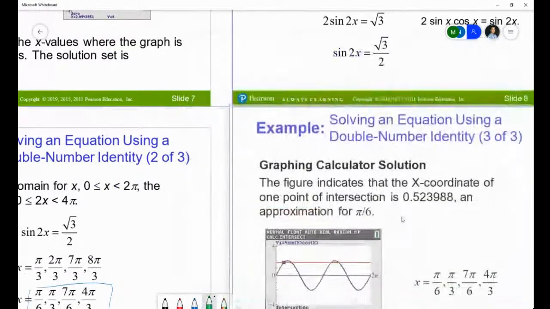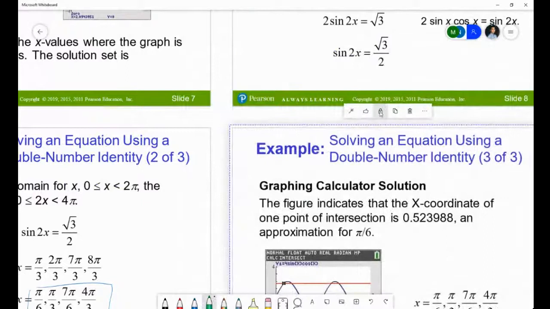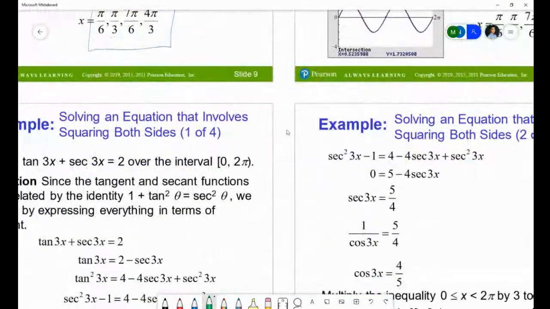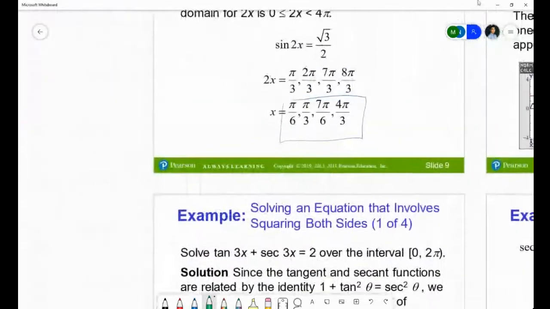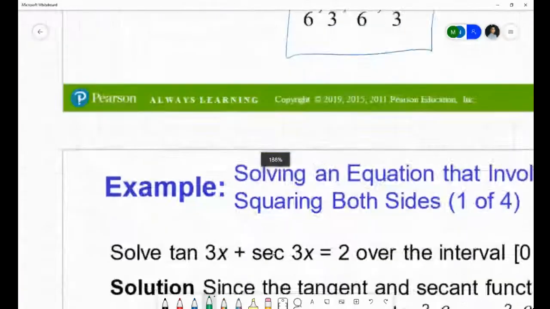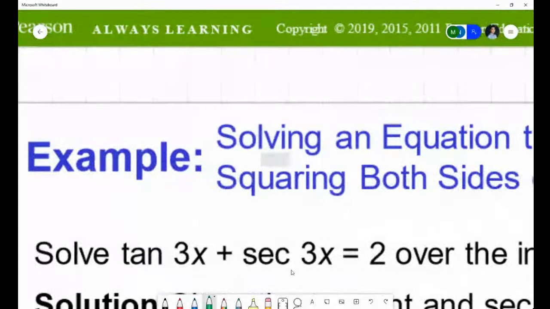All right, so of course you can use the graphing calculator to confirm this. Okay, here we go. Let's practice this one. So use that hint that I told you earlier. Tan 3x plus secant 3x equals 2.